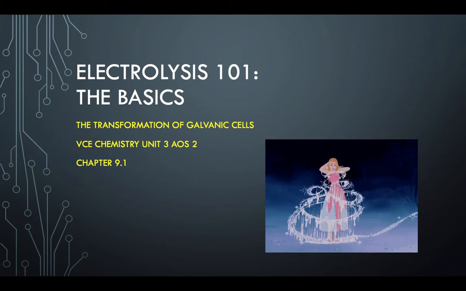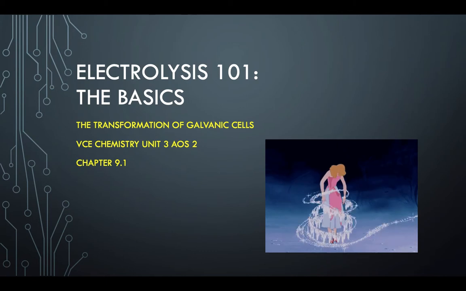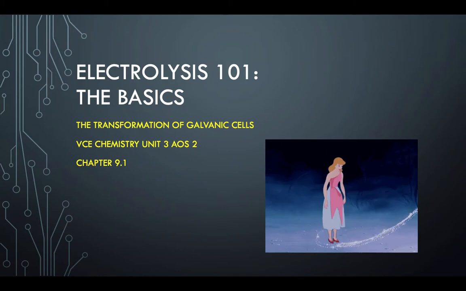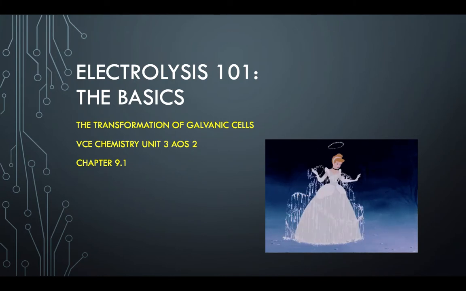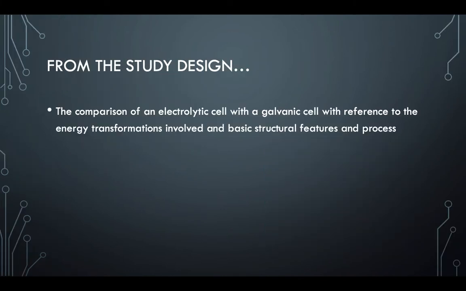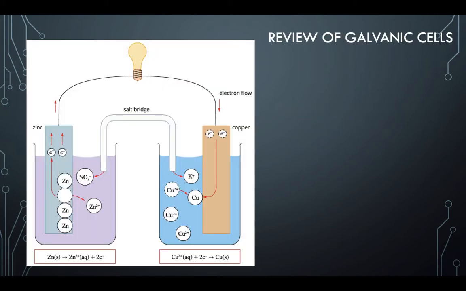So in this section, we will talk about the basics of electrolysis, and we'll do so by transforming a galvanic cell into an electrolytic cell. From the study design, we're required to compare an electrolytic cell with a galvanic cell with reference to the energy transformation involved, as well as the basic structures for both chemical cells. Okay? So let's look at our good old friend, the galvanic cell.